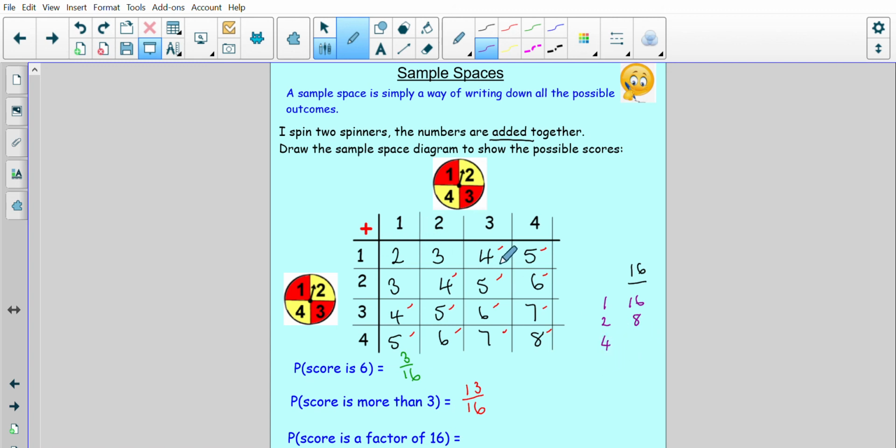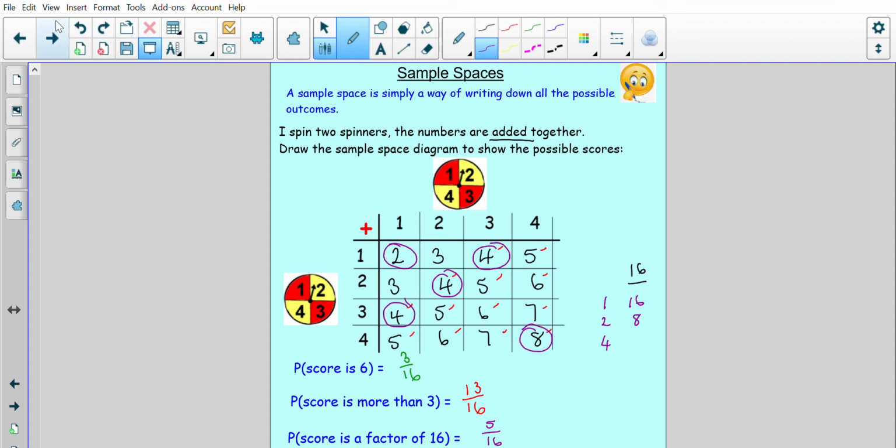Well, there are no 1s in my table. There's a 2. Haven't got any 16s. I've got 1, 2, 3 4s, and I've got 1 8. So I've got 1, 2, 3, 4, 5 factors of 16. So my probability is 5 out of 16. So that's just a slightly different way of doing a sample space diagram by adding the numbers on the scores that we get.